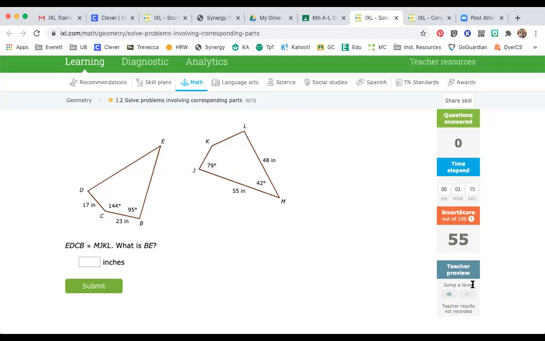But notice that's the only level. Like there's not too much else you can do with that. So any questions before I shut up and let you work?